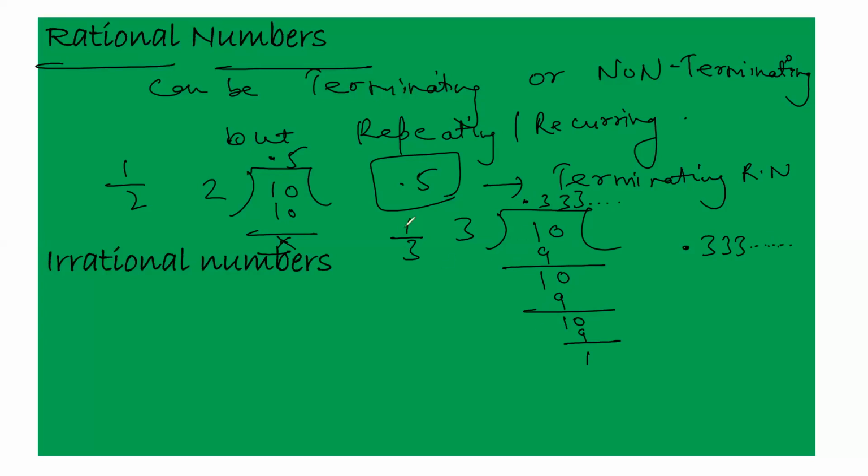So 1 upon 3 is a non-terminating rational number. But there is one more condition in rational, that it is repeating. Suppose it is non-terminating and the number is repeating here, like 3 3 3 3 3 3 dot dot dot. Okay, here the number is repeating again and again. Therefore 1 by 3 is a non-terminating but repeating rational number.